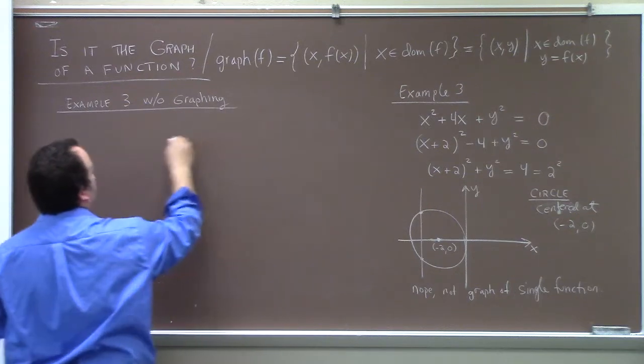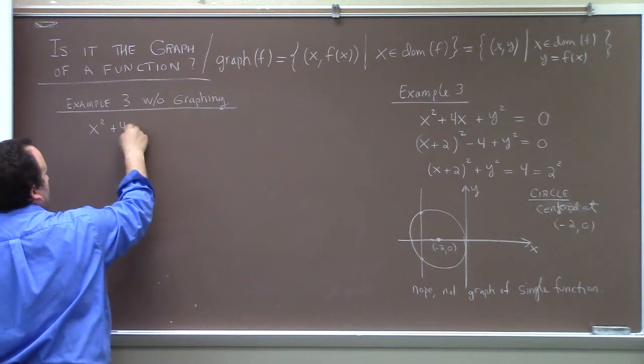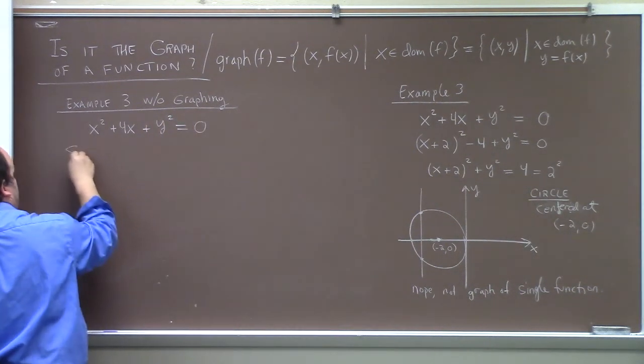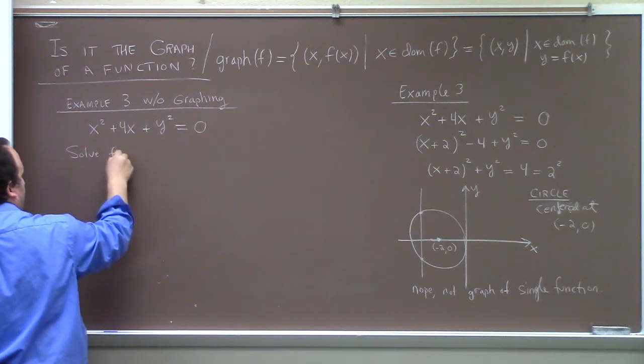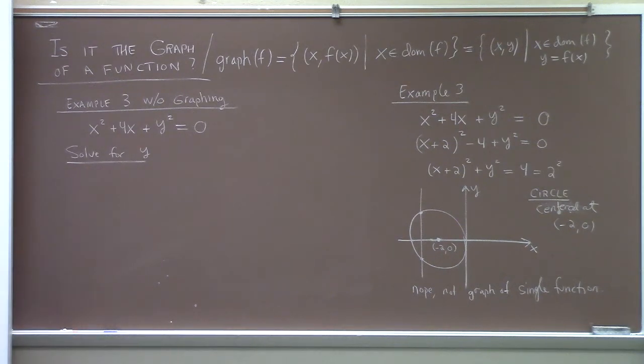Example 3 without graphing. We have x squared plus 4x plus y squared equals 0. So basically the thing we do is to solve for y. If you have an equation and you can solve for y and you get a unique formula in terms of x, then it follows that you're looking at the graph of a function. If you can't, then it might not be. It also might just be that you can't do the algebra, right?